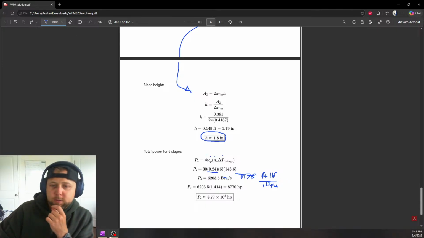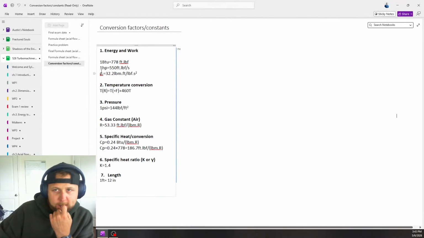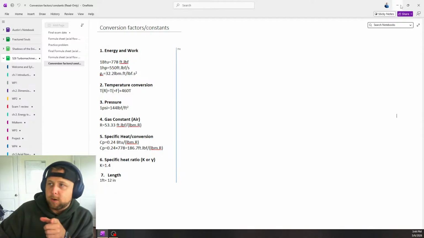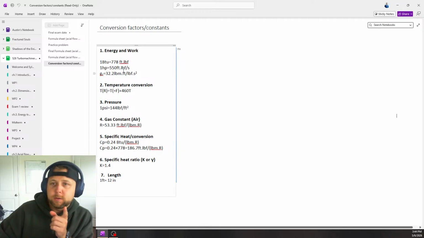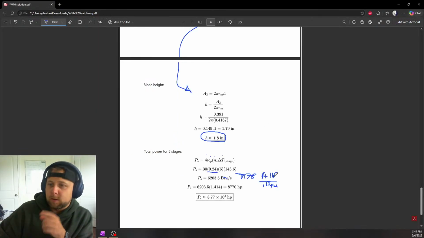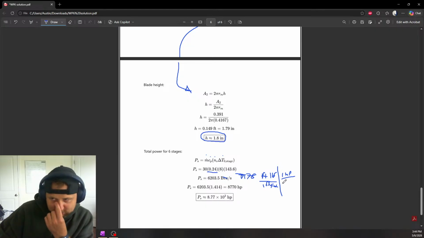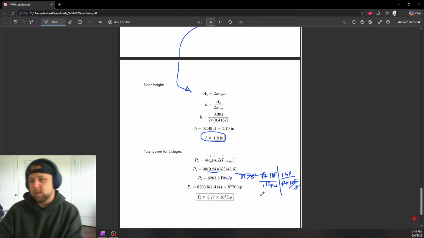Then we have to do one horsepower times foot pound force per second. 1 horsepower over foot pound force per second. So that should get rid of this second, this foot, this pound force, this foot, this pound force, this second. We're left with 1 horsepower. So you divide.